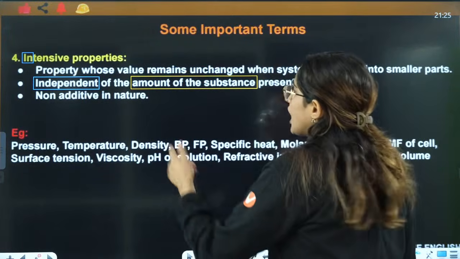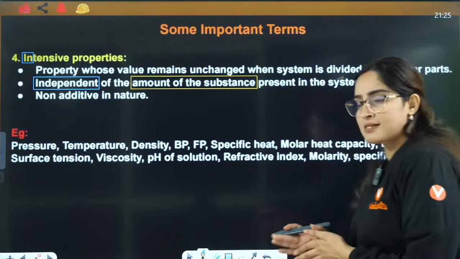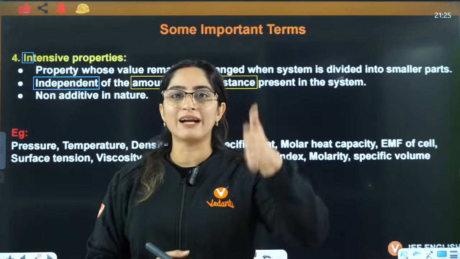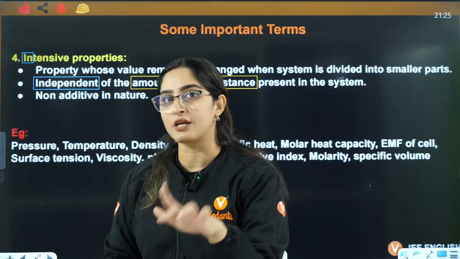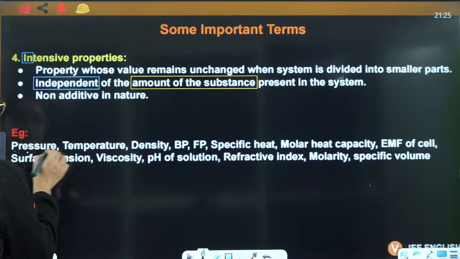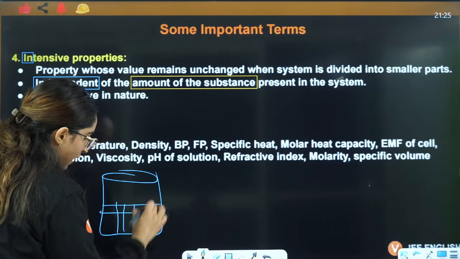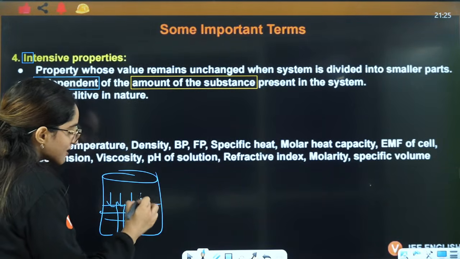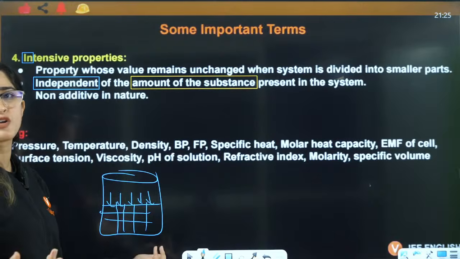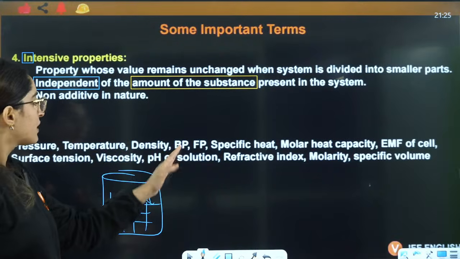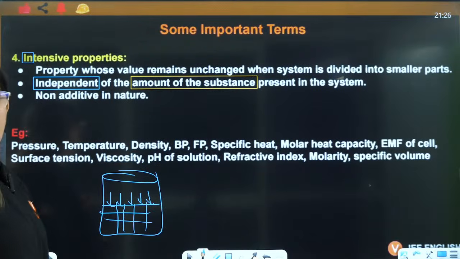Properties whose value remain unchanged when the system is divided into smaller parts. Intensive means that even if you divide the system into smaller parts, the value of this particular property will remain unchanged. For example, pressure: if you have a container and you divide it into 10 parts, even then the pressure will remain the same. Temperature also remains the same when divided into 10 parts. Density remains the same. Density, I'll tell you, it's very important. Boiling point, freezing point, that does not depend upon the mass, right?